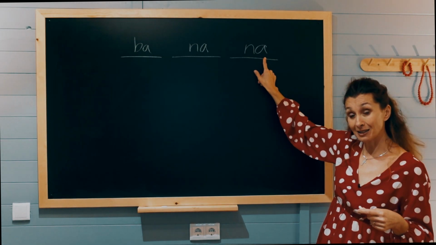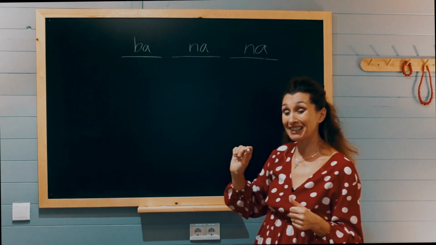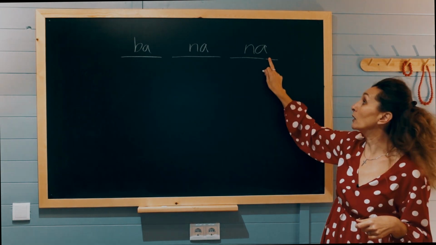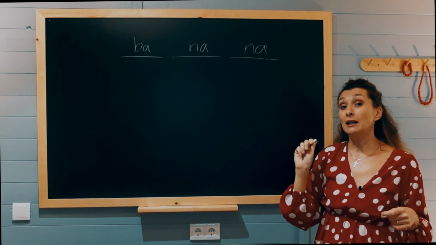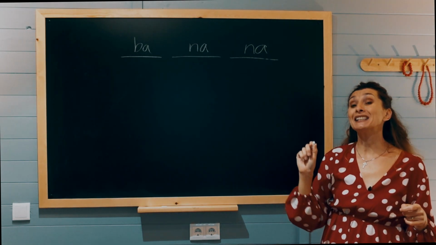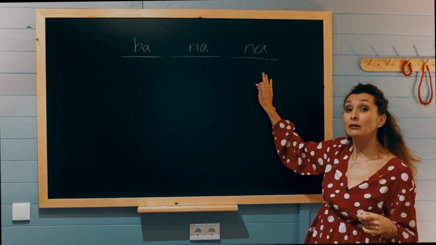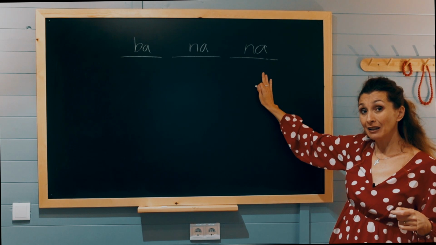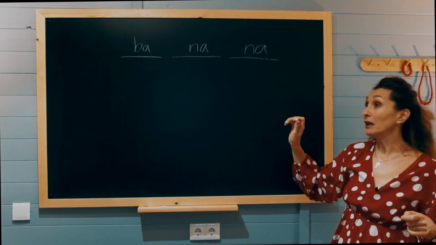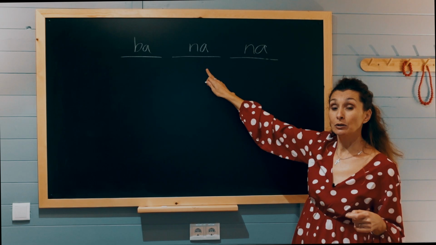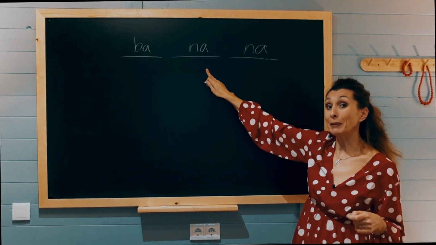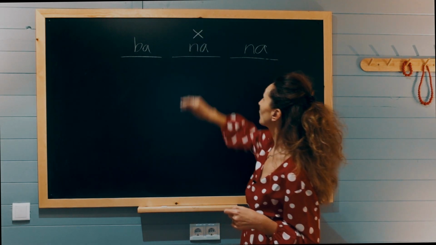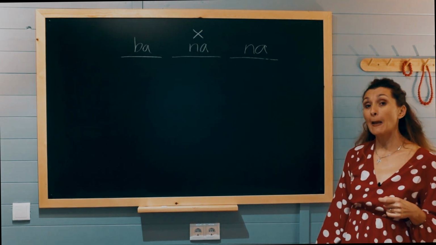Okay, so you look up the last letter, and if that last letter is a vowel, which is the case with this word, or an S or an N. So if the word ends in a vowel, S or N, the accent will be on the syllable before the last one, on the penultimate syllable, okay? So this one here will be the accentuated one.